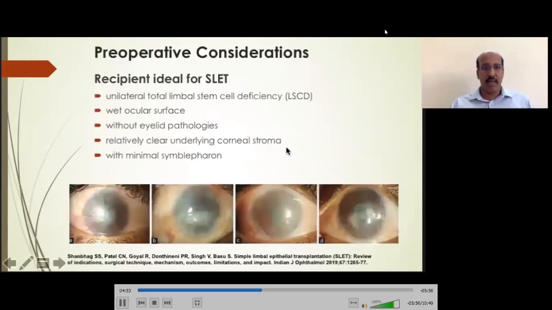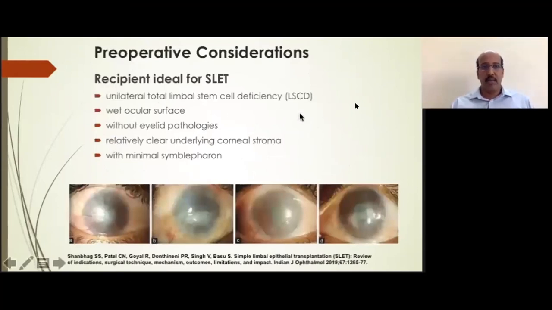These are the ideal cases. If someone wants to start, it should be a unilateral total limbal stem cell deficiency. A wet ocular surface, as a dry surface will not support your transplant. There should be no eyelid pathologies, no lagophthalmos, entropion, ectropion, trichiasis, and no or minimal symblepharon, and a relatively clear corneal stroma, which can be diagnosed with an anterior segment OCT.